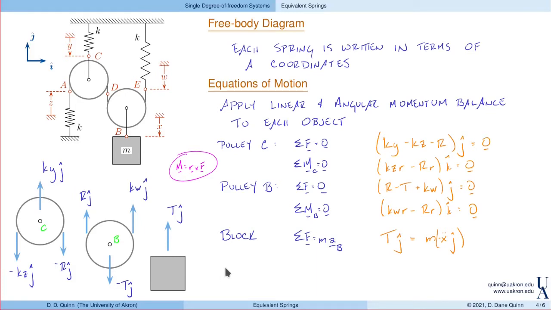Again, I'll remind you that the massless pulleys still satisfy momentum balance, both linear and angular.